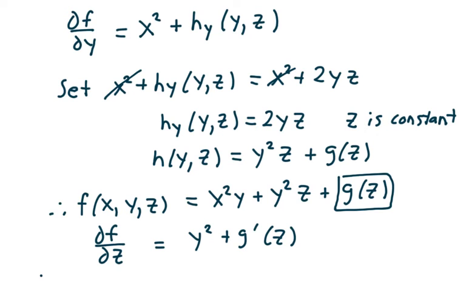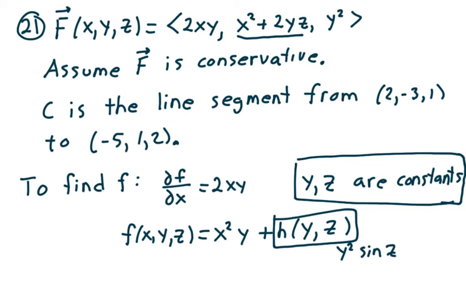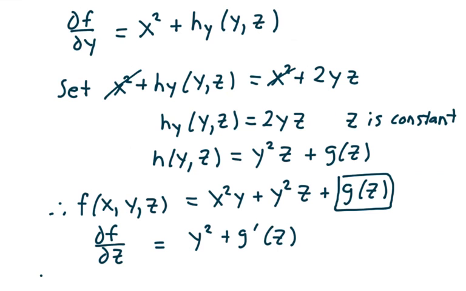Well, I need to get a handle on g of z, and what I'm going to do is use the third component to accomplish that goal. So I take the partial of f with respect to z, okay? And when I do that, x and y are constant, so we can't lose sight of that.